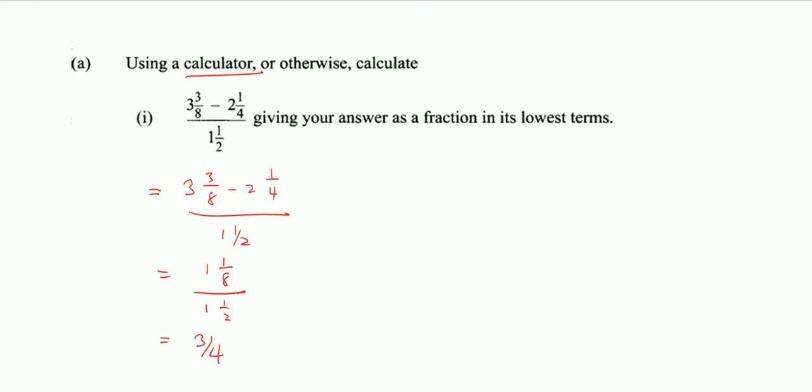Right? So whenever you have to work out fractions, especially one like this, you work out the numerator first, right? So we take the 3 3/8 minus 2 1/4. And that gives us 1 1/8, and then we divide it by 1 1/2. All right.